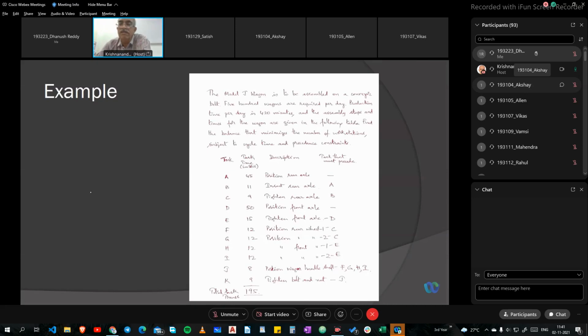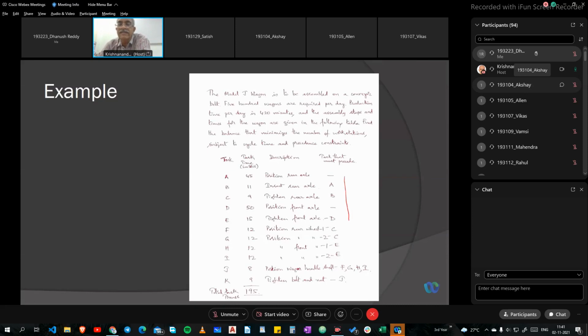So these are all precedence constraints, right? That means for A there is no precedent activity to be completed. Similarly for D also there is no precedent activity. Whereas for B, A has to be completed. For example, unless you position the rear axle, you can't tighten the rear axle. So first of all, you have to insert the rear axle.